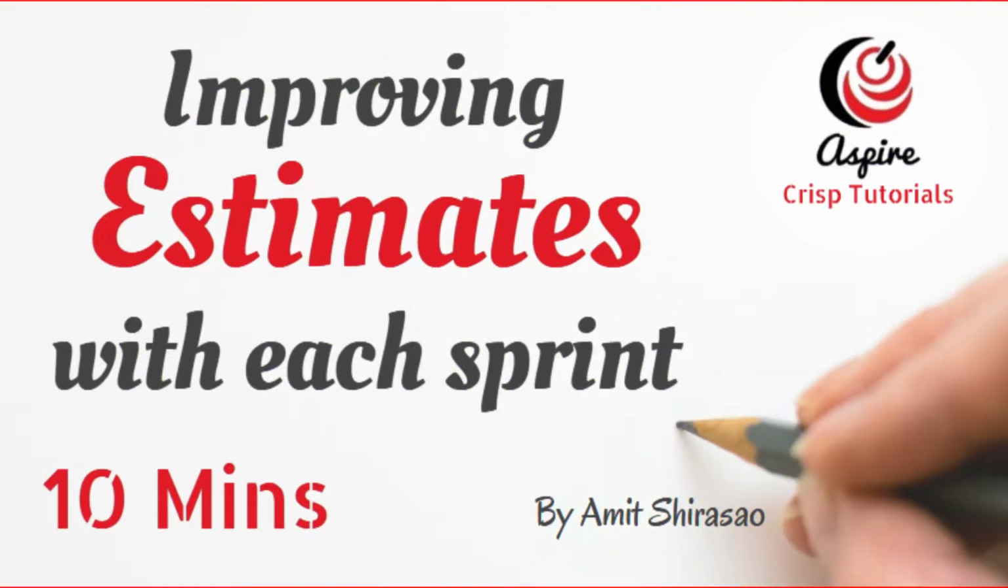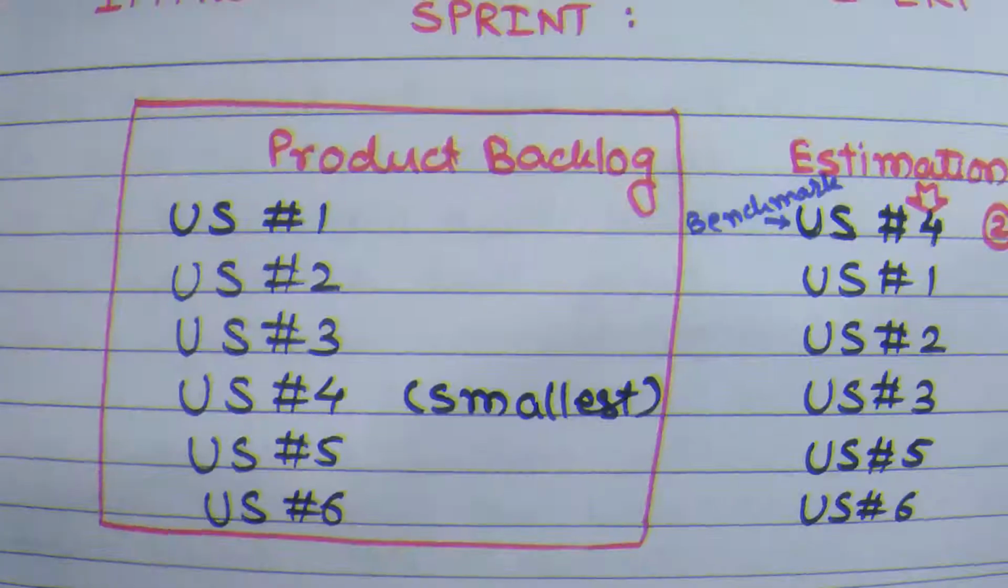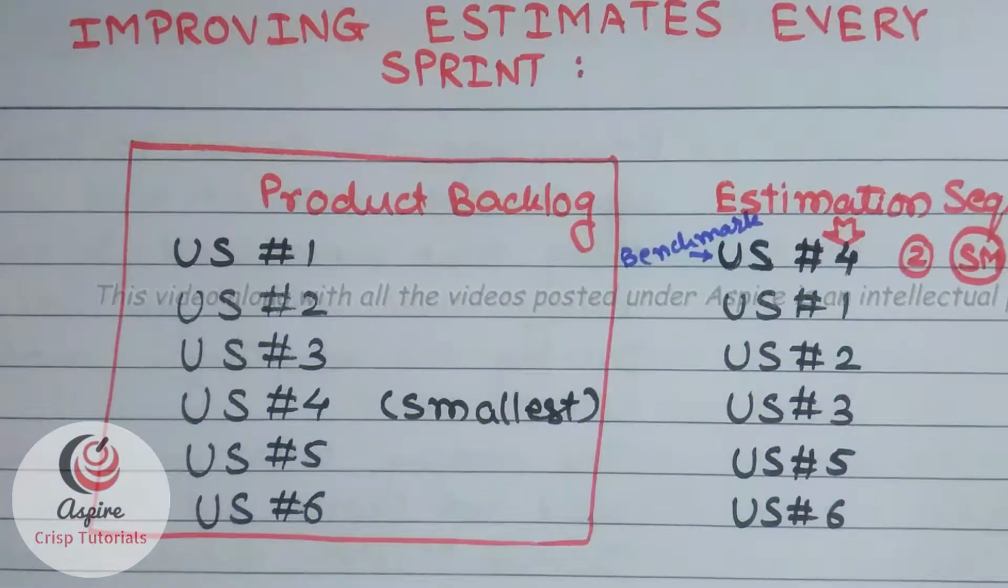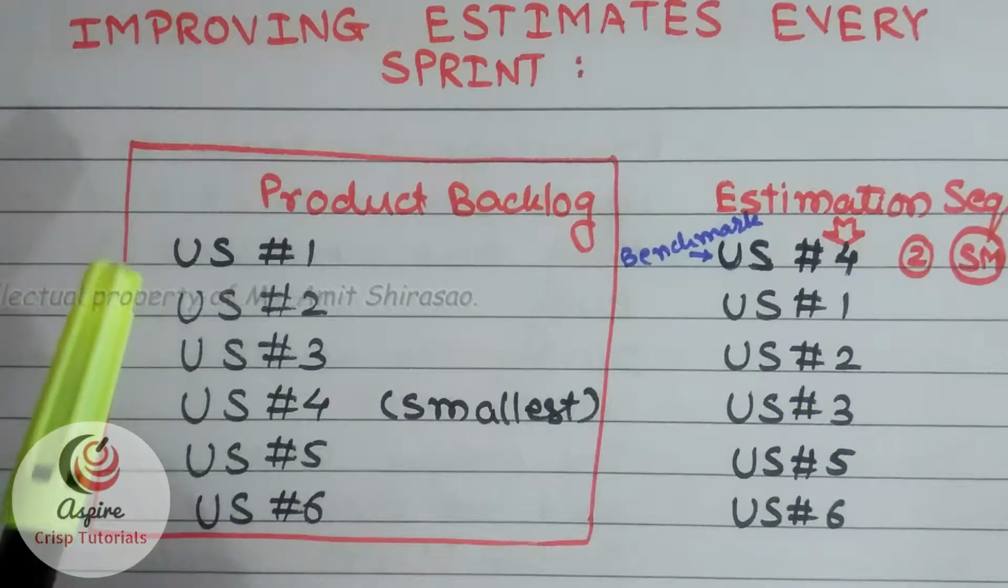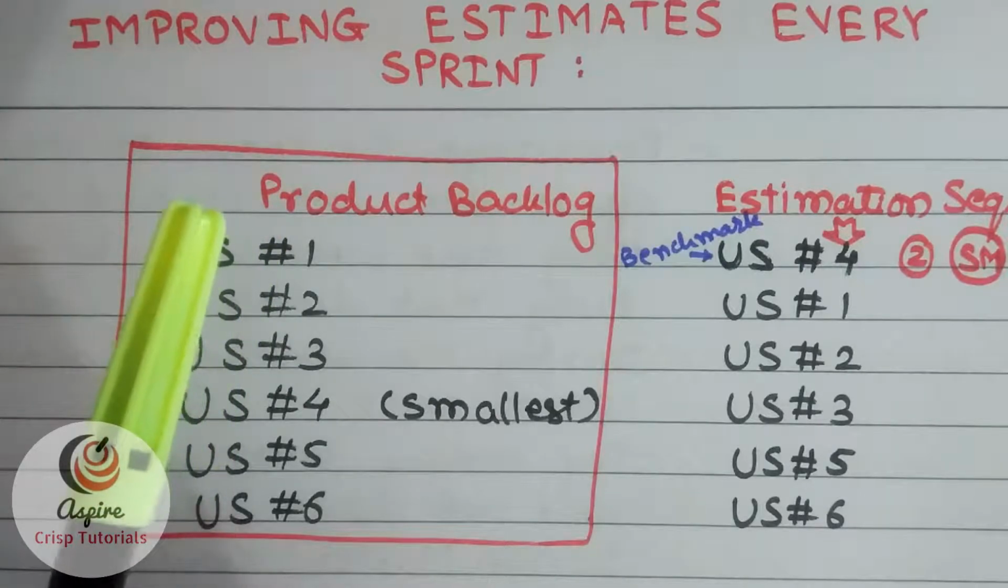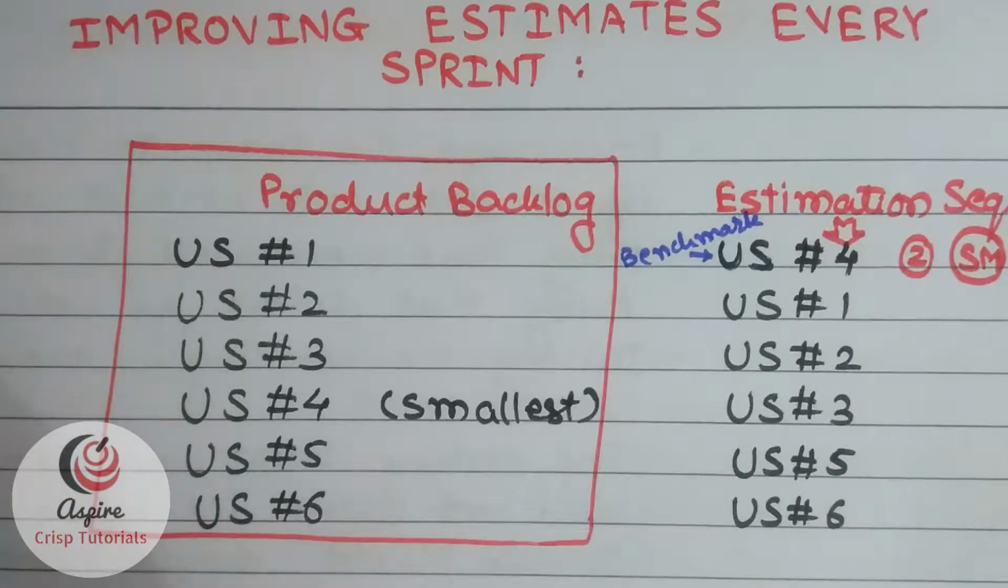Today's topic is how can we improve the estimates in every sprint? In our previous video, we discussed how an estimation meeting should be conducted. And I told you that every developer and QA will be estimating the story. But then, on what ground, on what basis will the delivery team members estimate your story? That I'll explain to you in this video.